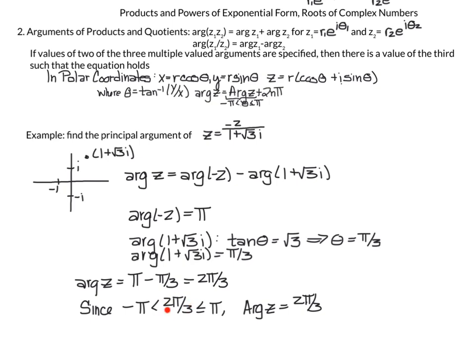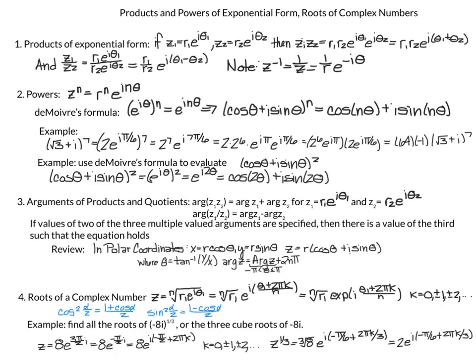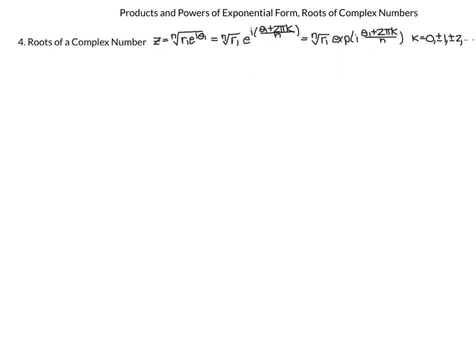Now, since 2 pi divided by 3 is between negative pi and pi, that is also our principal argument. Our last topic is roots of a complex number. We will consider the nth root of the complex number r1 e to the I theta 1. So we can take out the constants. So we have the nth root of r1.